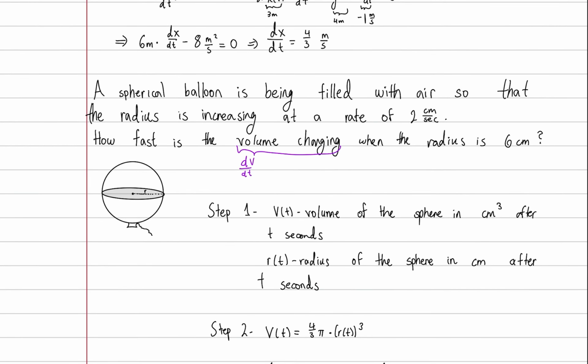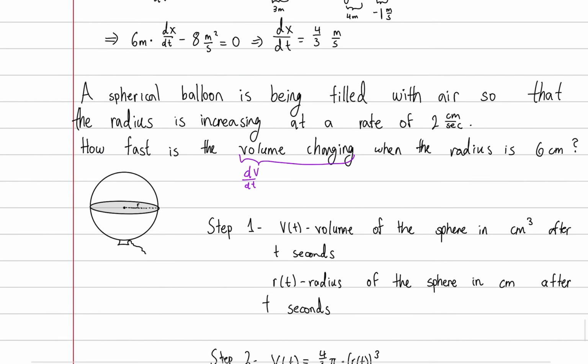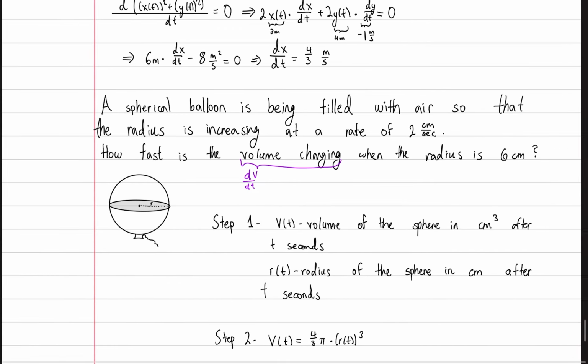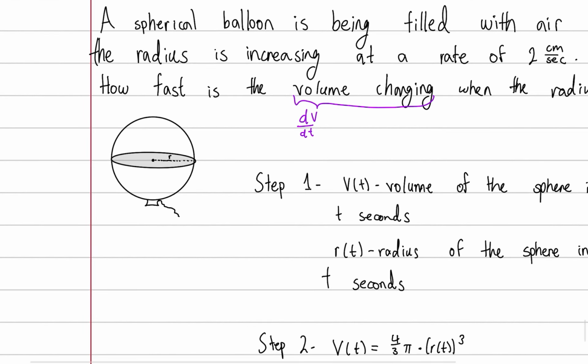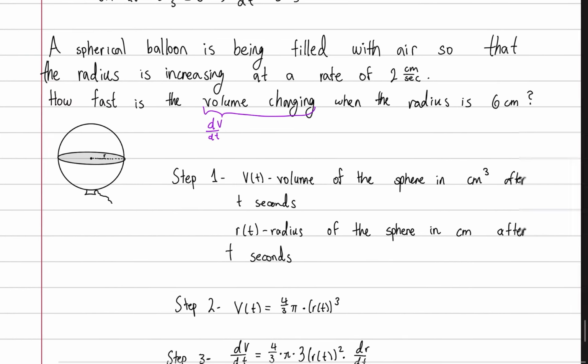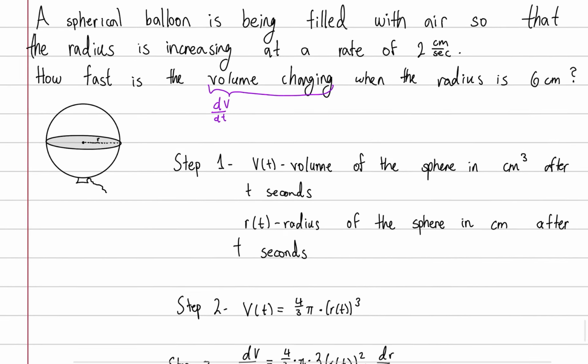So V(t) is the volume of the sphere in centimeters cubed after t seconds, right? We're going to specify the units and the input. And R(t) is the radius of the sphere in just centimeters after t seconds, right? And we can directly relate the volume and the radius. We know that the volume of a sphere is 4/3 pi r cubed. So that's going to be our second step, relating these two functions of time.